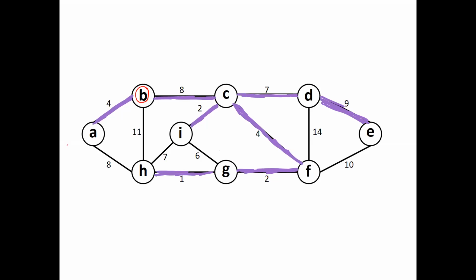So this is when the starting vertex is B. If you want to find the cost of the minimum spanning tree, find the sum of all those violet color edges. You'll get the cost, that is the minimum cost of the spanning tree using Prim's algorithm.